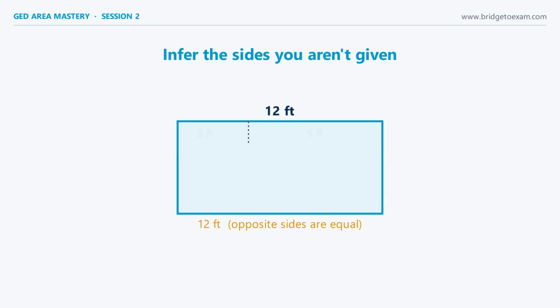GED diagrams often leave a label off because you're expected to infer it. Opposite sides of a rectangle are equal, so if the top is 12 feet, the bottom is 12 too. If one side is split into sections, 8 feet and 5 feet, add them first to get 13, and ignore an interior diagonal unless the problem gives you a reason to use it.